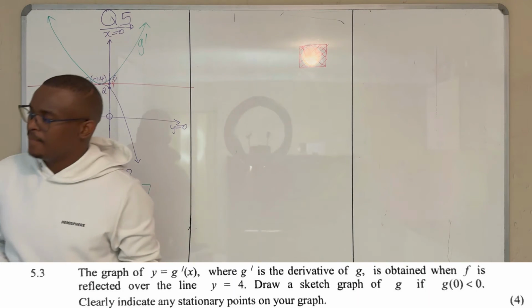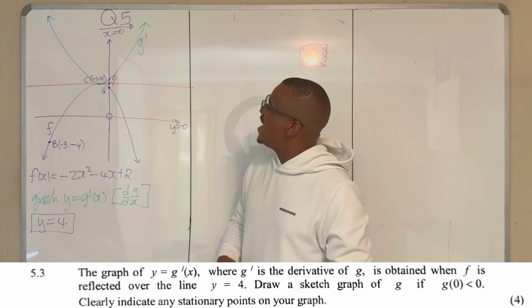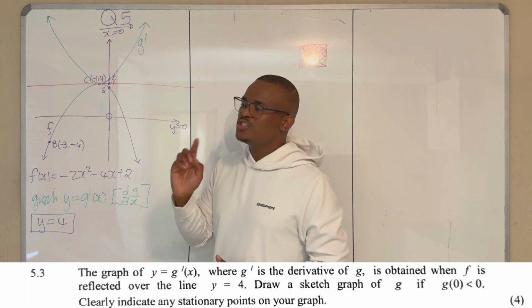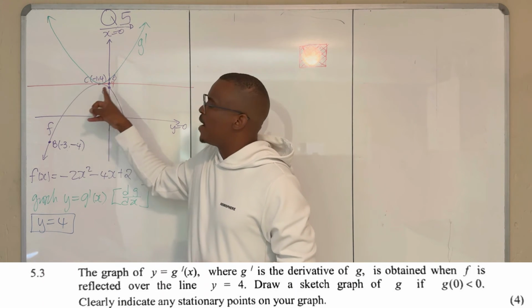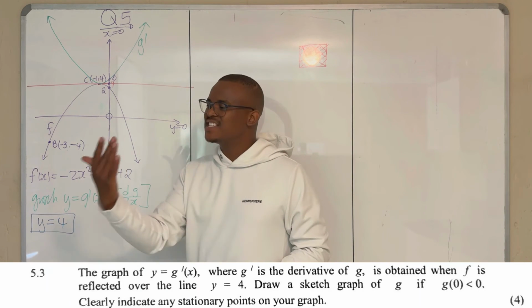And g prime tells you the gradient. I called it a gradient function. It tells you the gradient. And if you look at it, your g prime is always positive. So if your gradient is positive, what does it say about the function?